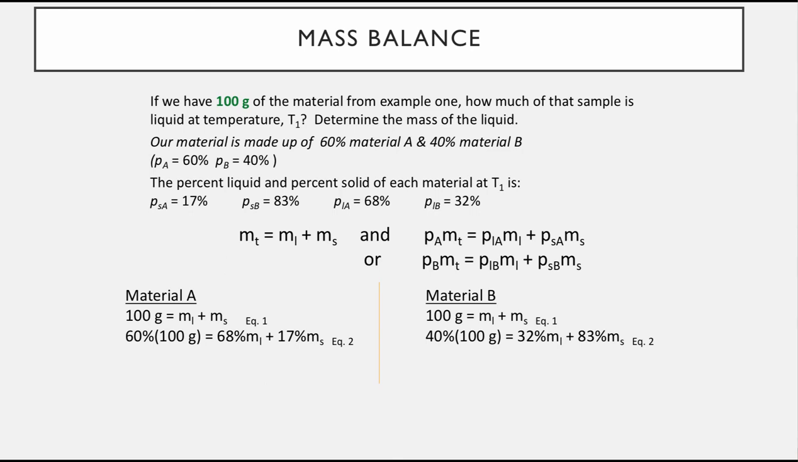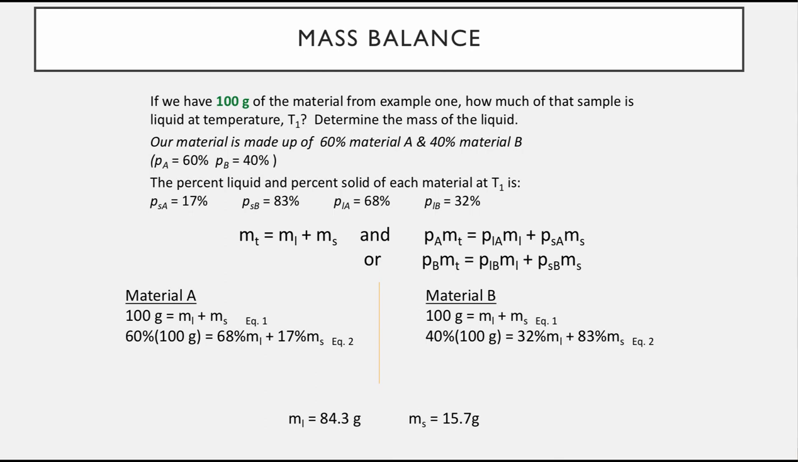Now I have 2 equations and 2 unknowns, the liquid and the solid. So I can do the same thing for material B. For material B, I have 40% of my 100 grams, or 40 grams, of material B. And then we said 32% of the liquid was material B, so 32% times the mass of the liquid plus our 83% of the mass of the solid. Again, 2 equations, 2 unknowns, so I can either solve the left side or the right side, and I would end up with the same answer, and I should find that the mass of the liquid is 84.3 grams, and the total mass that is solid is only 15.7 grams.